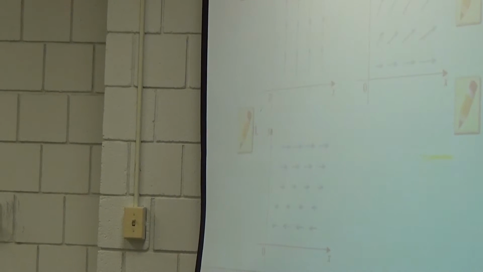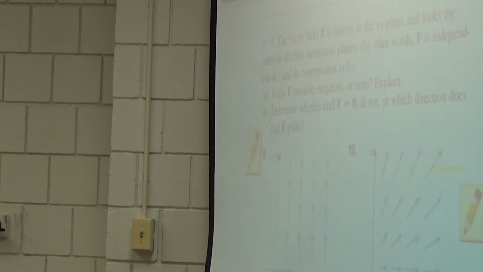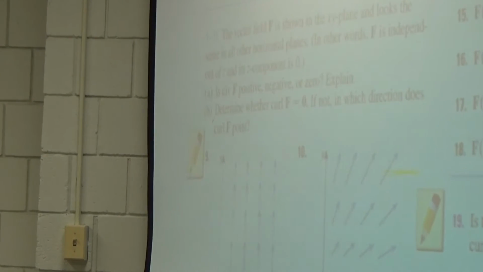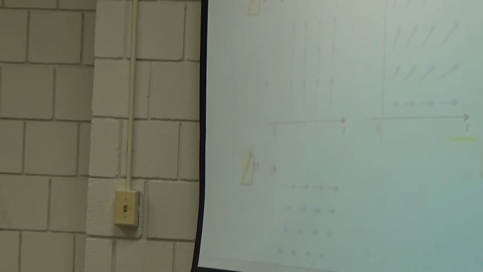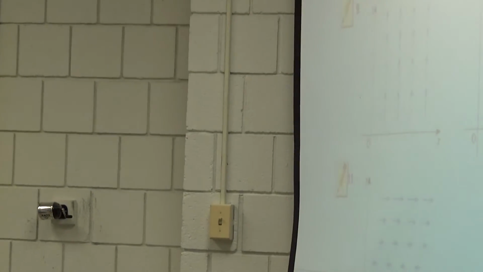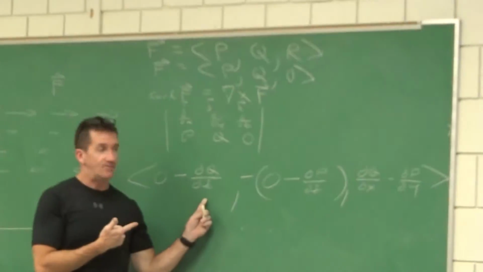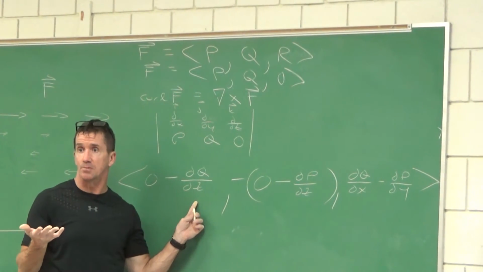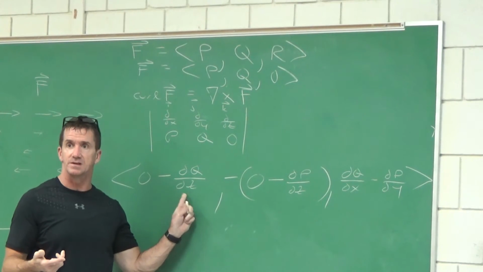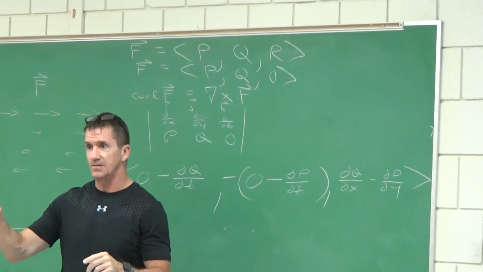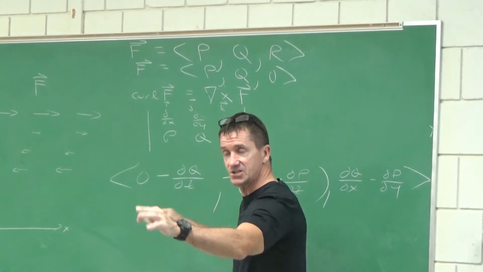Just so you didn't think I'm just saying something. They said in this problem, the vector field F is shown in the xy plane and looks the same in all other horizontal planes. So what should be the rate of change with the variable z, no matter what? If it looks the same in all other horizontal planes, it's not changing as you're going towards the positive z-axis. So what should this be? 0. Does everyone follow that? So anything with respect to z should be 0.